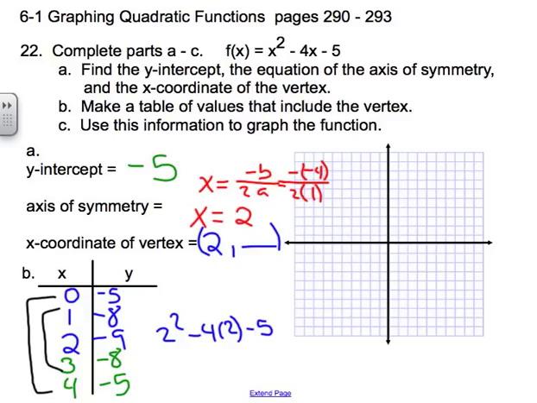Coming over to the graph to graph it, I'm going to count by ones. I'm going to put my y-intercept of -5 on there. I have the point (1, -8). I have the point (2, -9). I have the point (3, -8) and the point (4, -5). And I draw in the parabola.